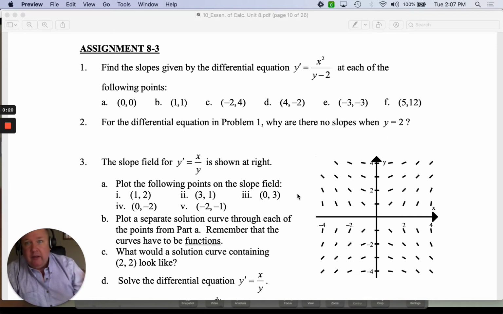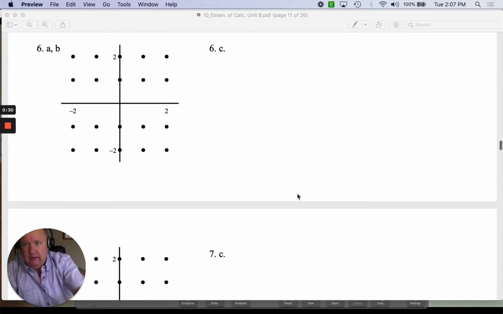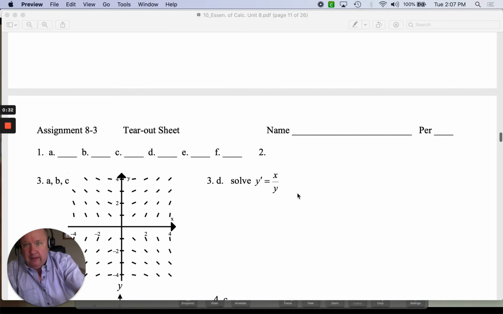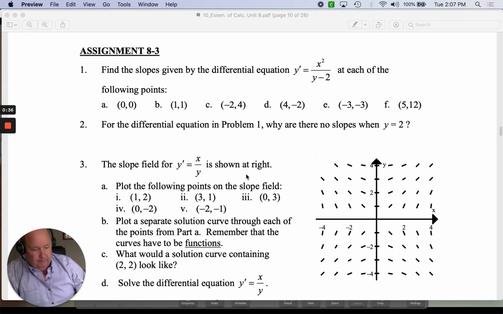So if I look at number 1, questions 1, 2, 3, 4, all the way to like 12, I'm going to answer them on this page. Do you see this page, the next one, and the next one? When I answer it, it's going to be on that page, 1 through 12. So number 1, you're given a slope, and you're asked to plug in these points. Plug in 0 for x, 0 for y, and just solve it.